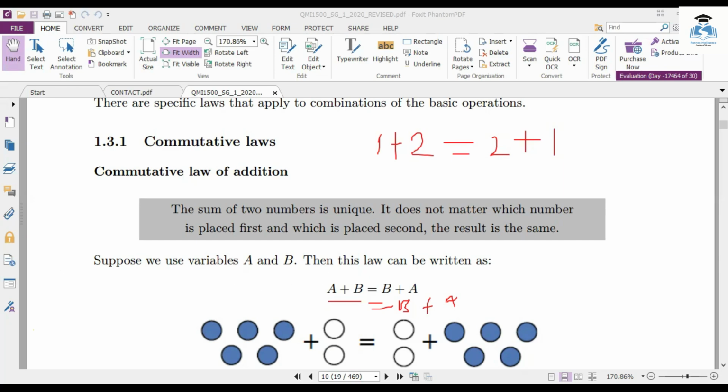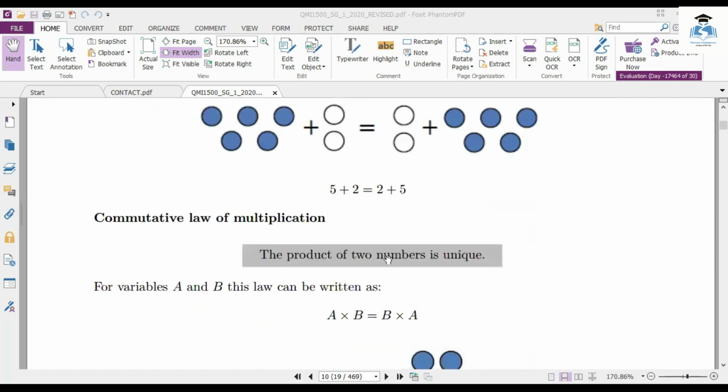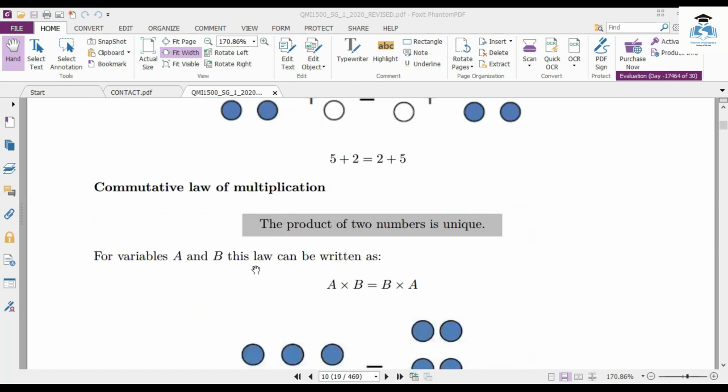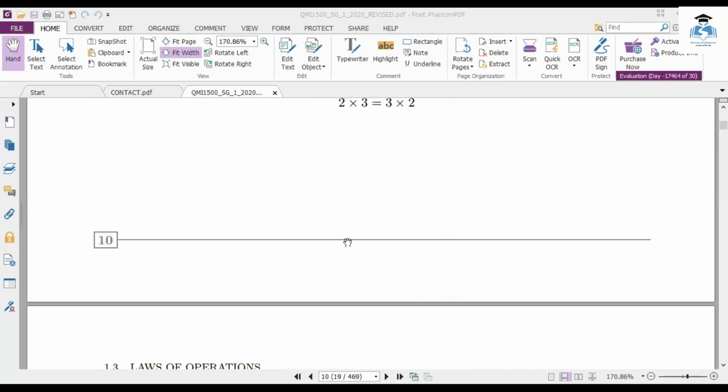So that's what they mean by commutative. It also works on multiplication. So A times B is the same as B times A. Same example that I gave: 1 times 2 is equal to 2 times 1. So you always get the same answer. That's commutative.